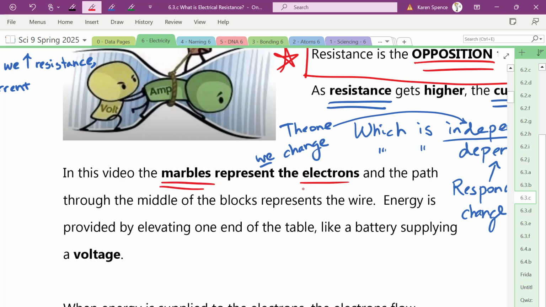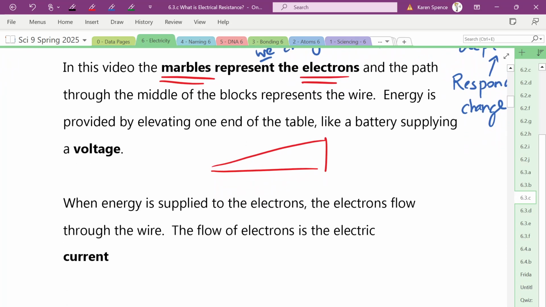So the marbles were the electrons. And the path represented the wire. Energy was provided by elevating one end of the table. So this is like a battery, okay? So the table was elevated like a battery is supplying a voltage. When energy is supplied, the electrons flow through the wire, and that flow of electrons is the electric current.